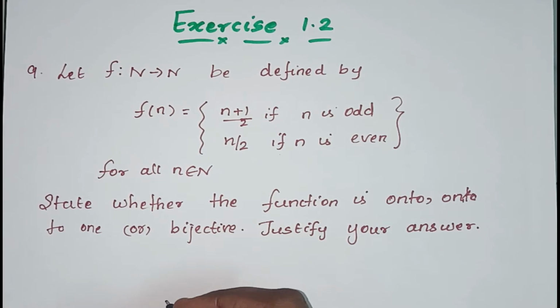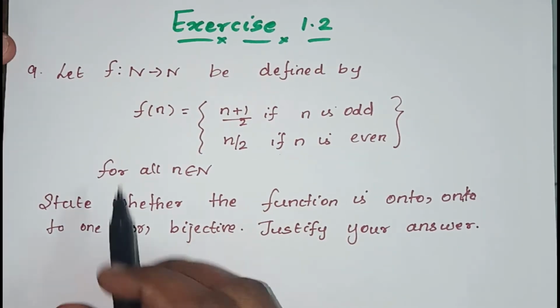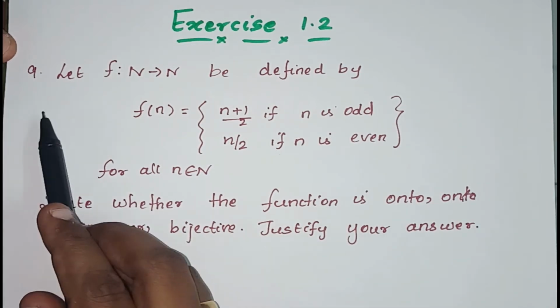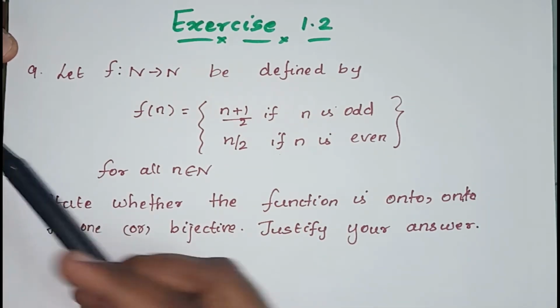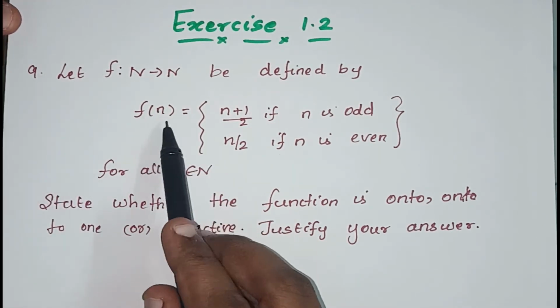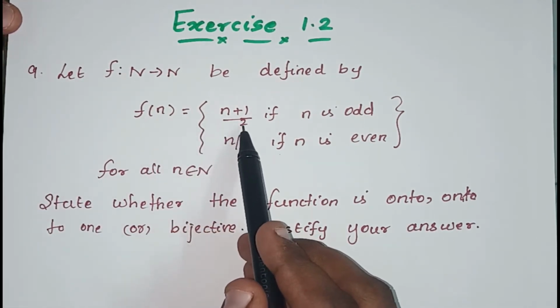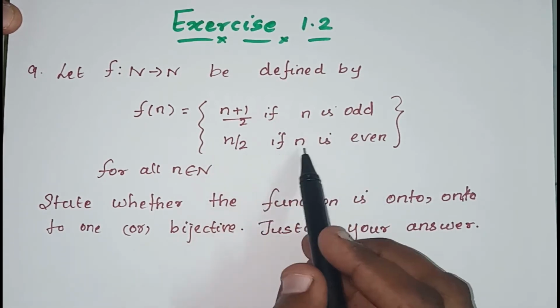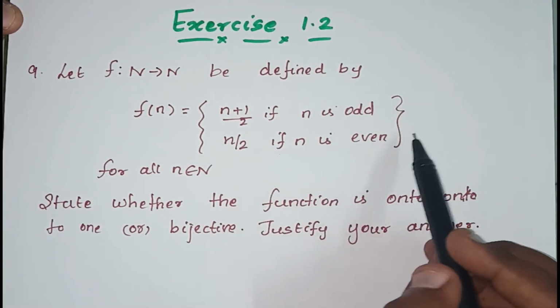In the previous class, we solved up to problem number 8 in exercise 1.2. So today we will start from question number 9. In this question, the function is given as f(n) = (n + 1)/2 if n is odd, and n/2 if n is even. So this is the function given.